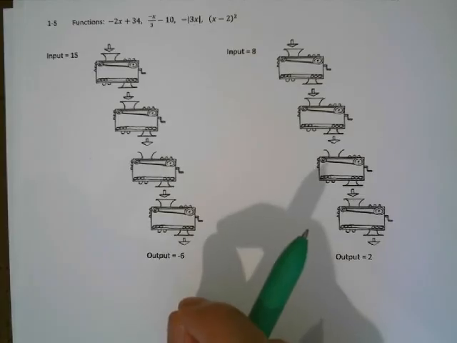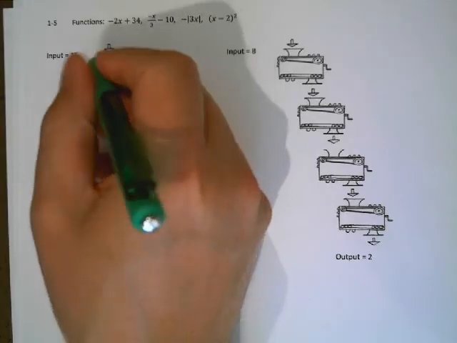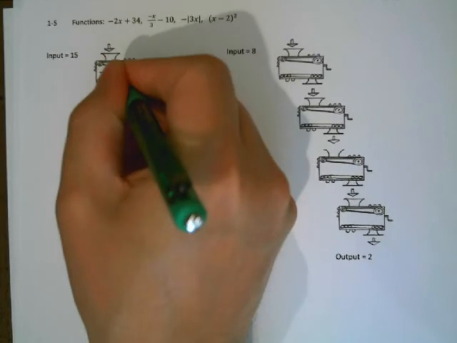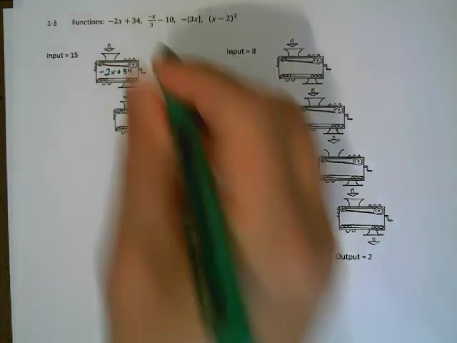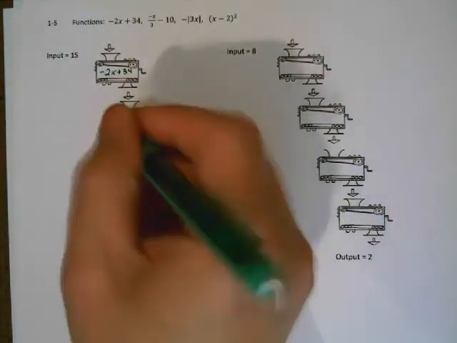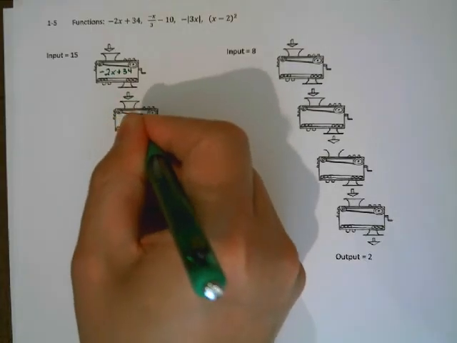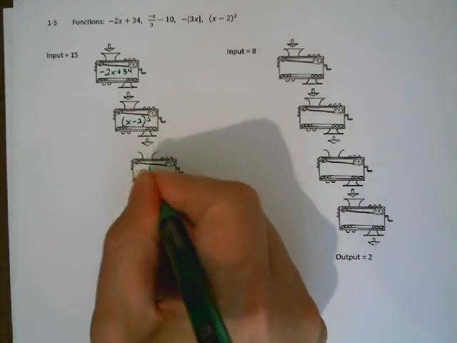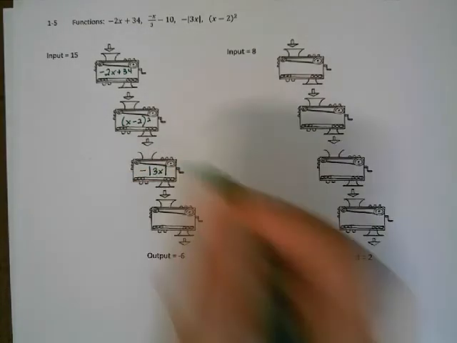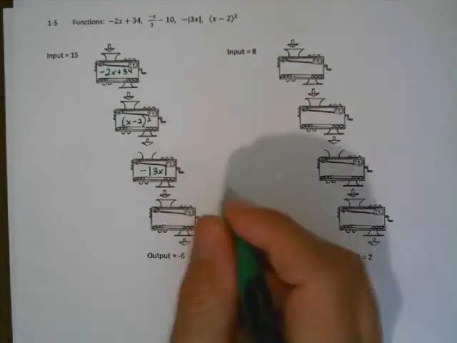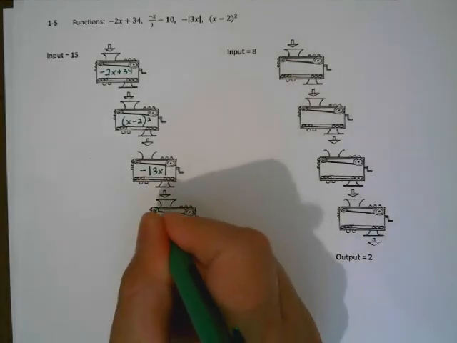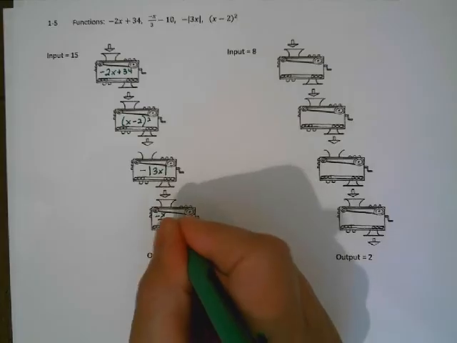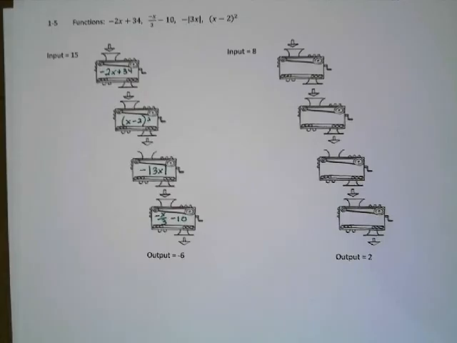Here are the correct answers. This first one should be -2x plus 34. The next function would have been x minus 2 squared. The next function is negative absolute value of 3x. And then the last function on this one is negative x over 3, and then minus 10. So that's the correct order for that one.